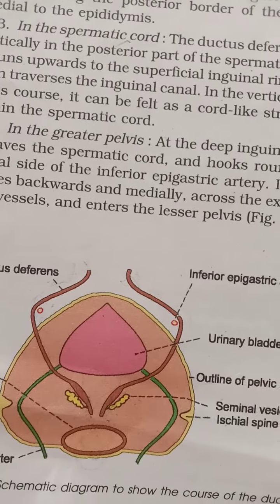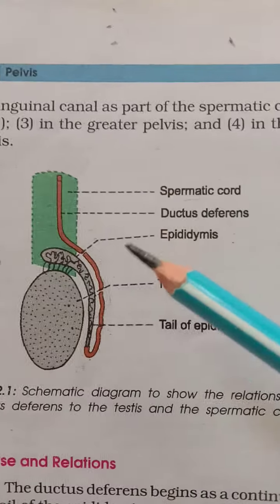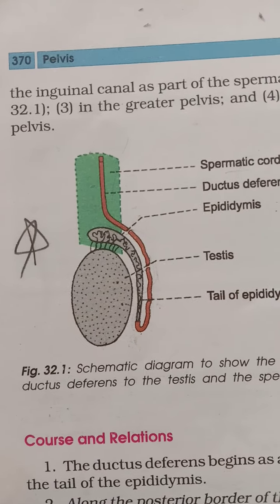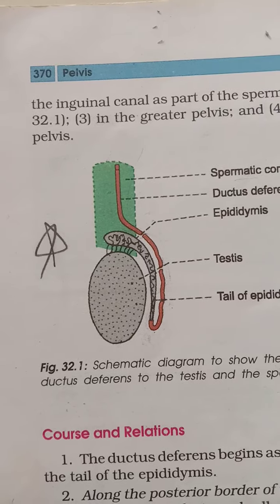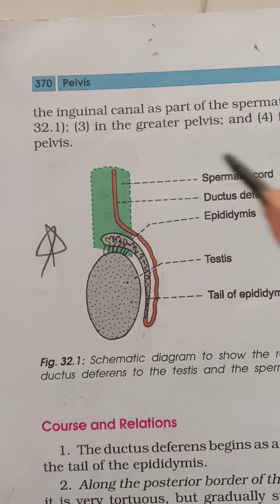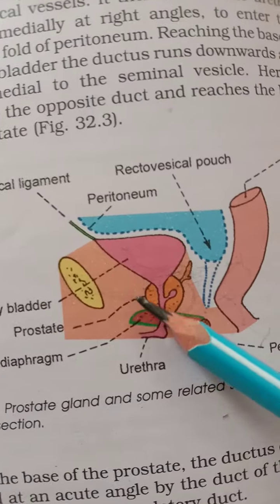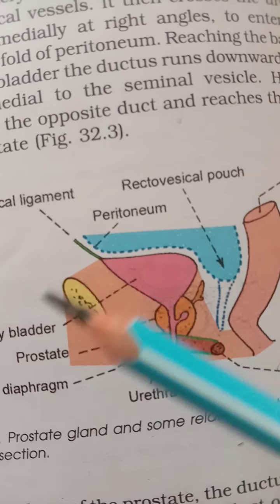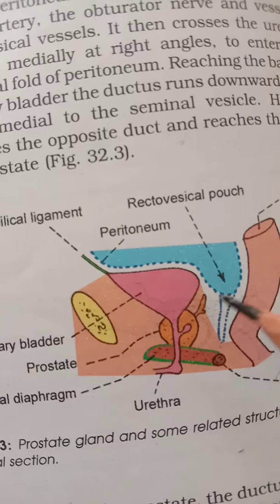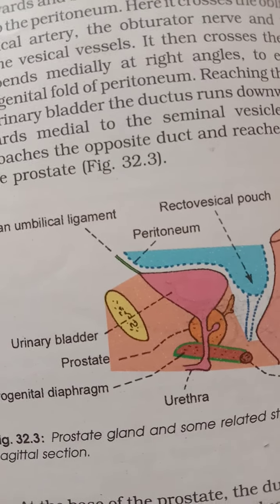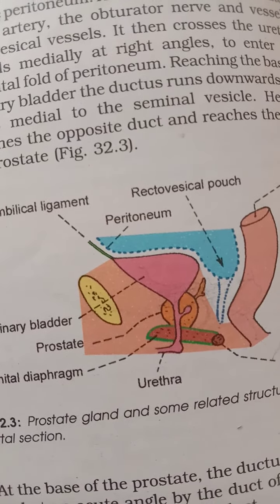Then the venous drainage. The venous drainage of the ductus deferens or the vas deferens joins with the vesical venous plexus, which in turn drains into the internal iliac vein. Then the nerve supply. It is supplied primarily by parasympathetic fibers from the pelvic splanchnic nerve. After that, the clinical anatomy related to the vas deferens.